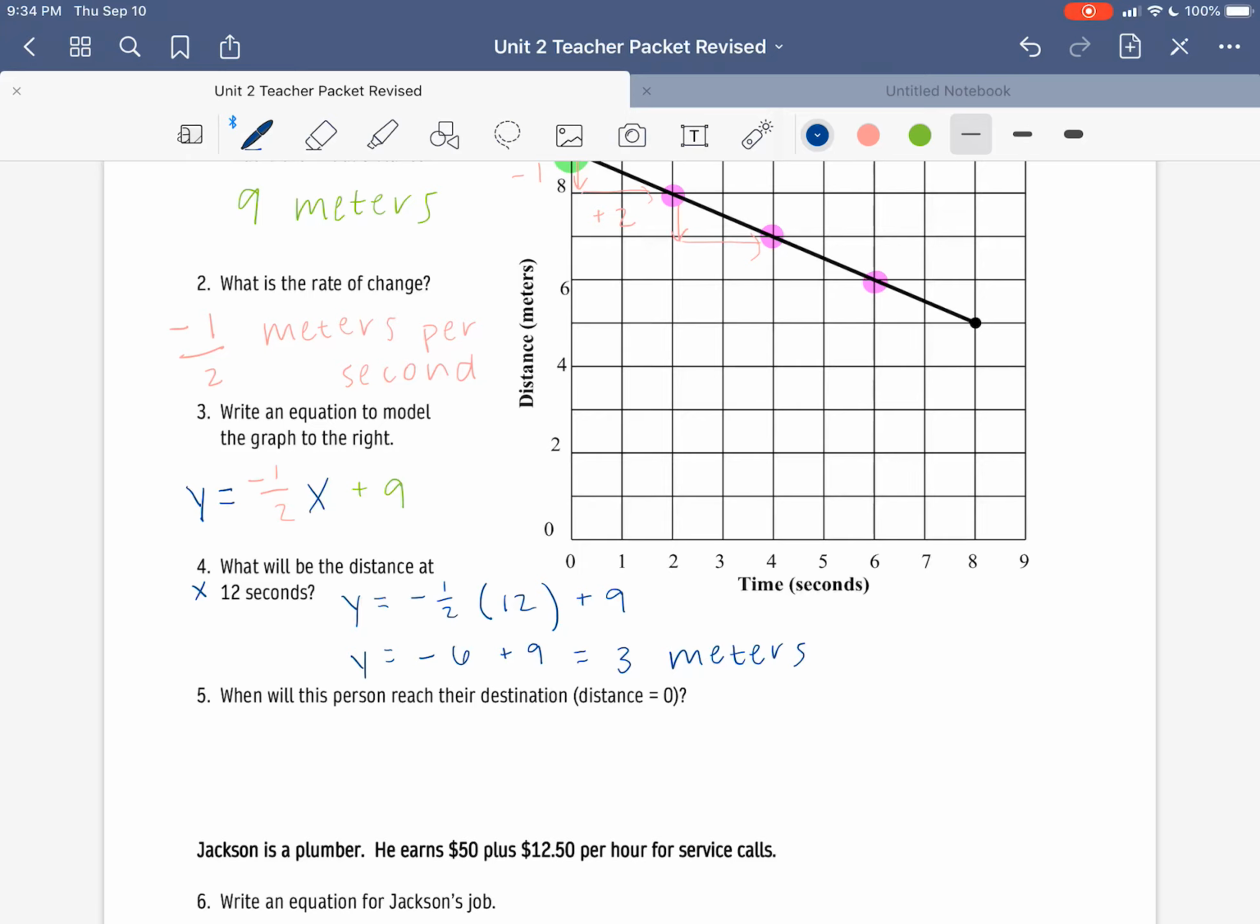Last question about this one. It says, when will this person reach their destination? So when they reach their destination, their distance would be 0 because that's where they started far away, they're trying to get somewhere. So the distance from their desired destination, once they're there, they're right there, so there is no distance between them and the desired destination. So distance is a y value. So in my original equation, I'm going to replace the y with that value of 0.